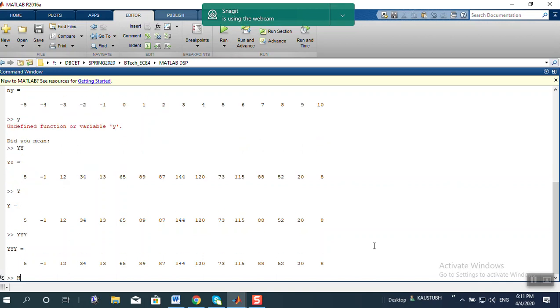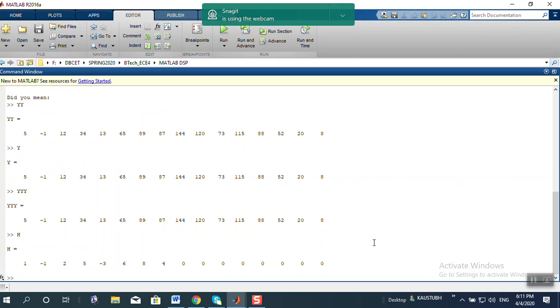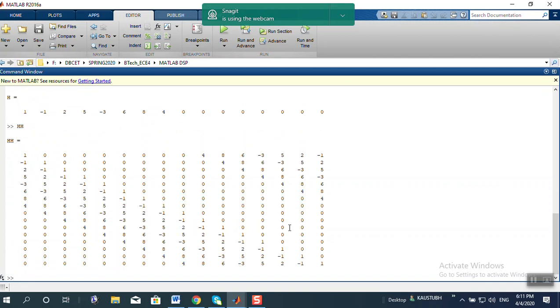Now look at this H. Sorry, HH. This is the HH. You see how this is following: one unit shift, shifting 16 times total, right and left.